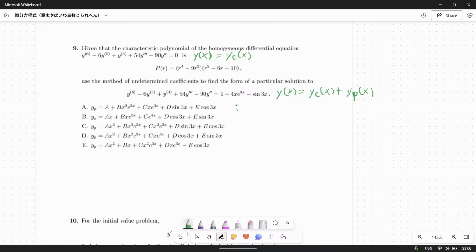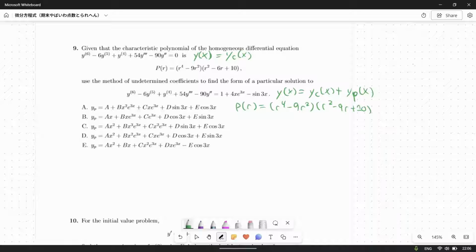And then also, I'm going to just rush through the complementary solution computation because I want to mostly focus on the particular solution for this question. So if you're not comfortable with finding complementary solutions, I would suggest just practicing some more questions that deal with purely homogeneous differential equations so you can get more comfortable with that.